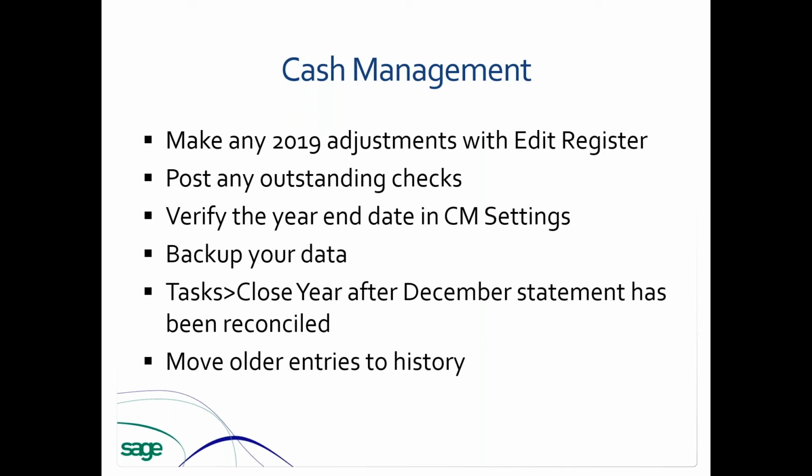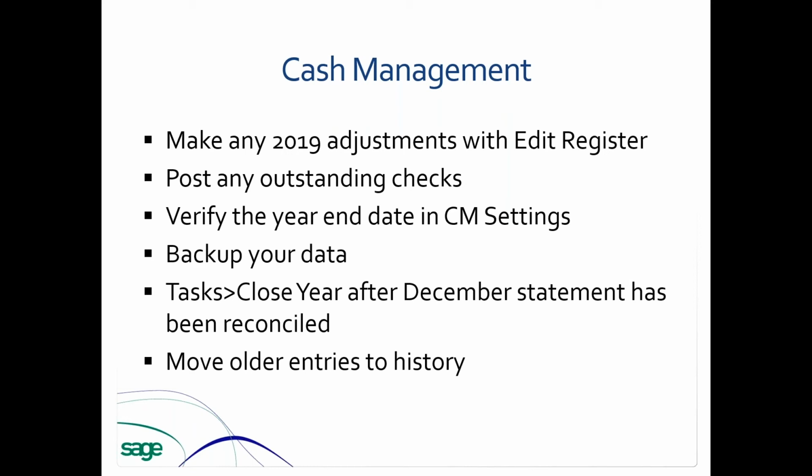All right, cash management does have a year-end close. It doesn't have close month, again, just like AP and AR. You want to make sure that you've got your 2019 adjustments put in and posted through with Edit Register. Outstanding checks are in. Make sure that, again, the date in CM settings is set right. Again, make a backup. And then run tasks, close year.